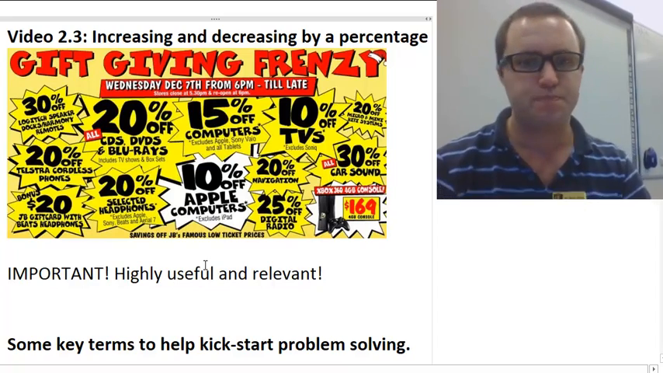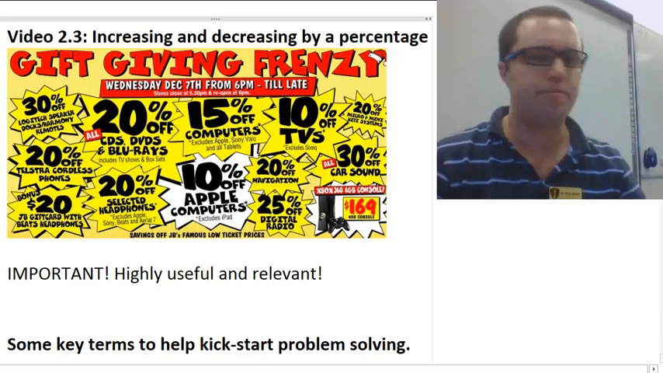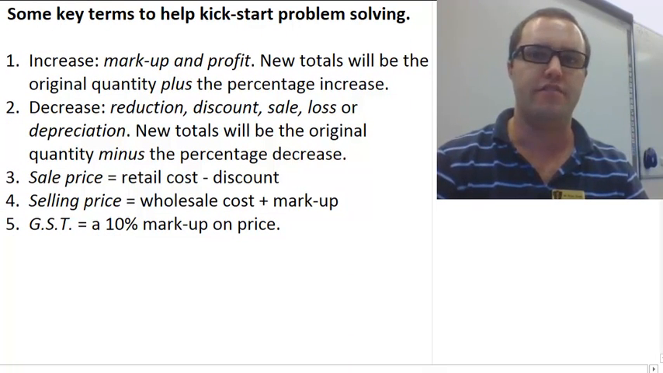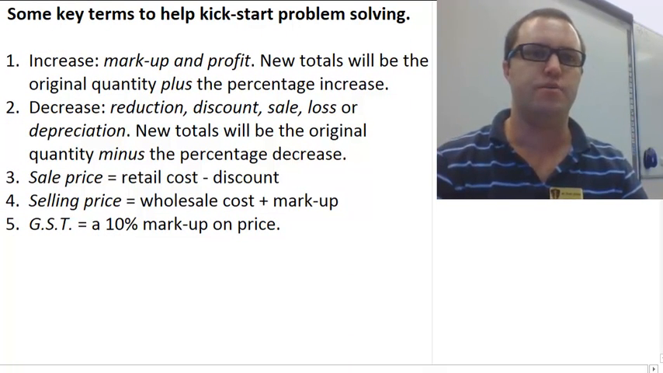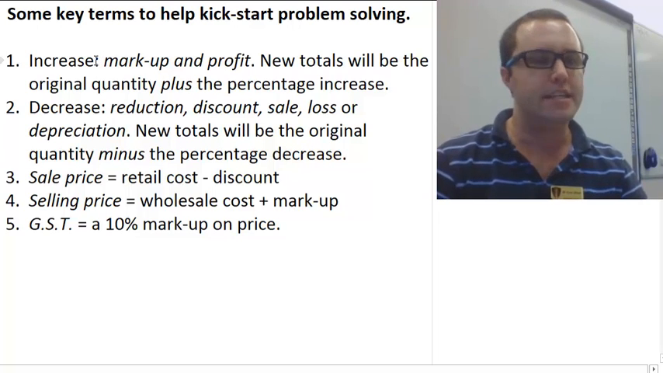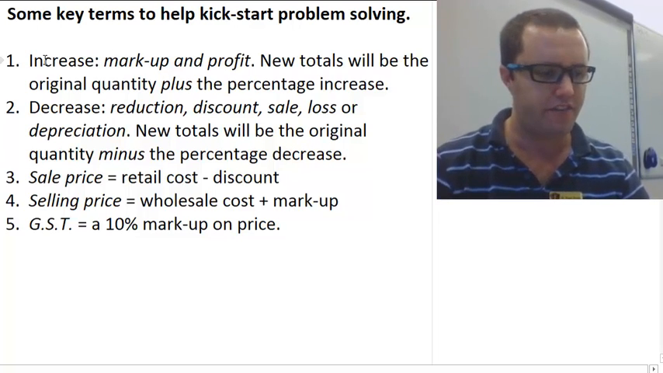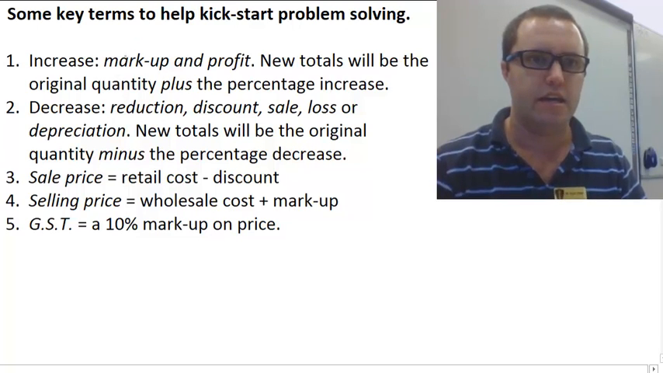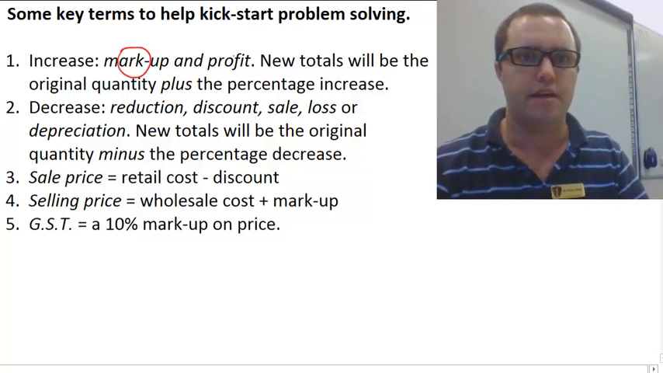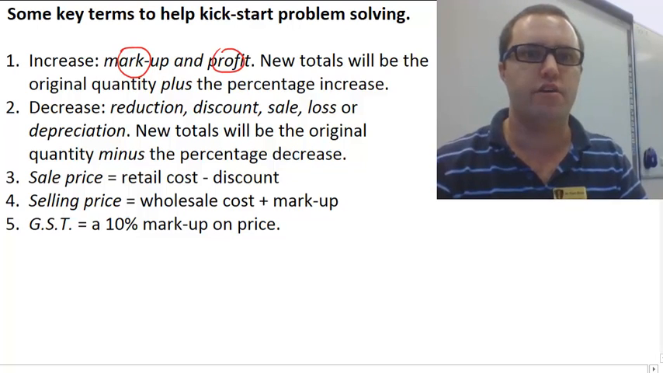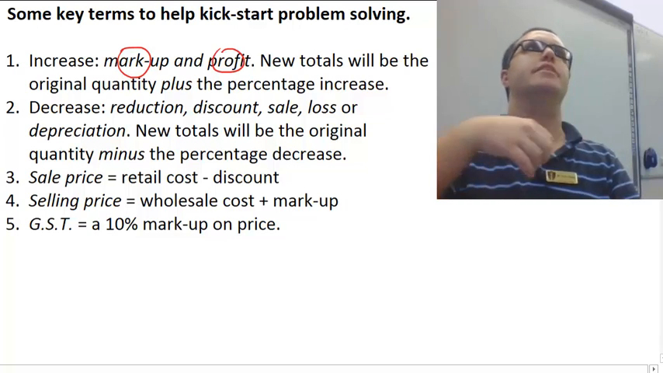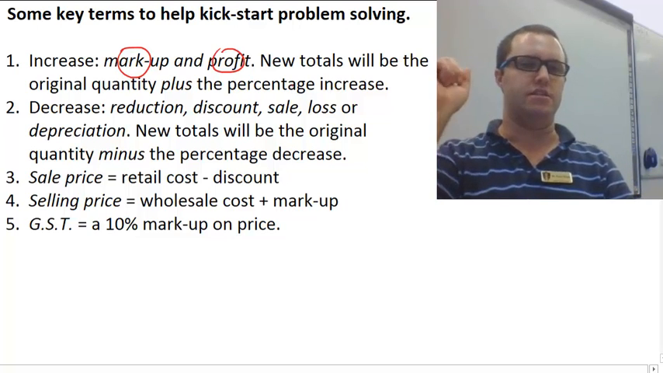So, a couple of key terms that we're going to talk about to help kickstart your problem solving if you have any particular questions you need to deal with. So this is stuff that you need to be able to decode. If there is an increase to worry about, then you'll be looking for words like markup and profit. Okay, so the new total will be the original quantity plus the percentage increase. So an increase in amount will be key if you see things like markup and profit.